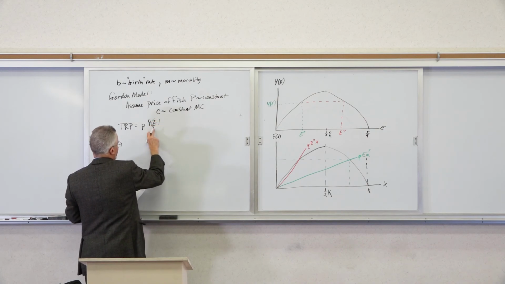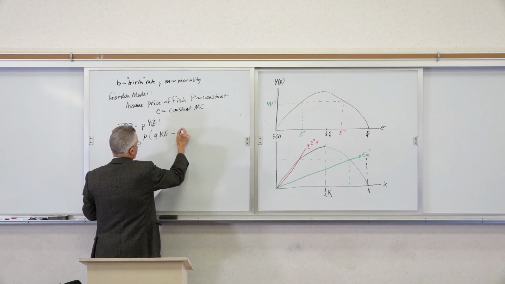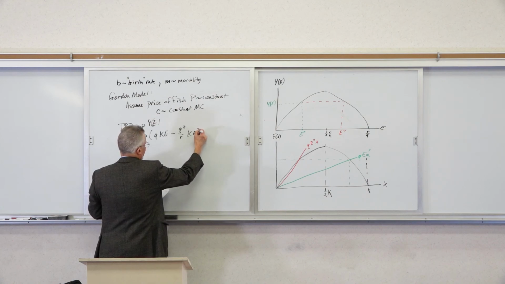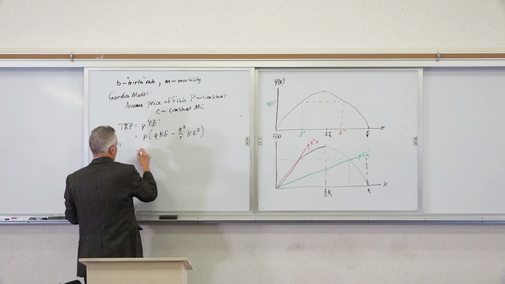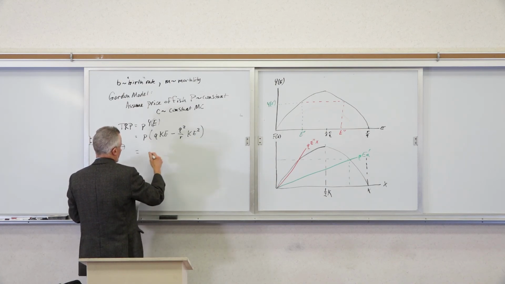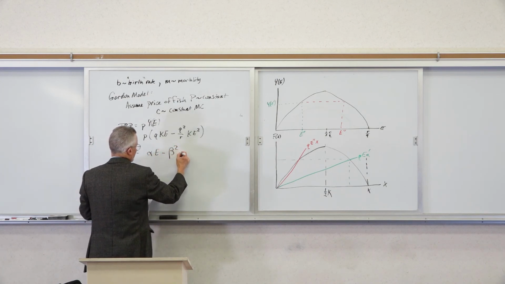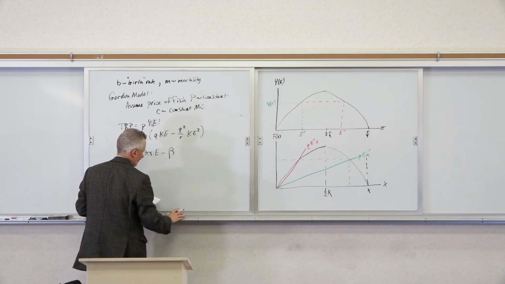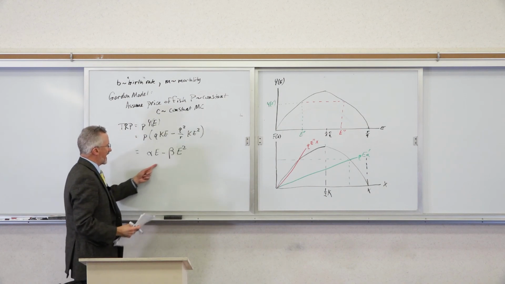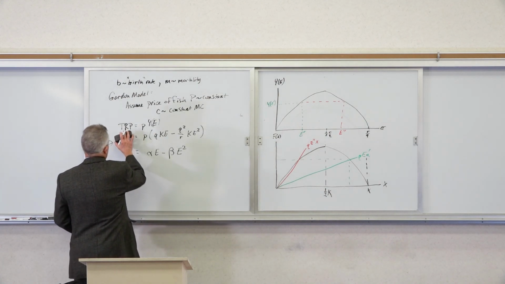But we now know that the total revenue product is equal to price times the yield as a function of effort, which is equal to price times QKE minus Q squared over R KE squared, also a quadratic. And I'm just going to simplify that, multiply through, and call it alpha E minus beta E squared. Awesome. Another quadratic. Okay, and that's our total revenue product.